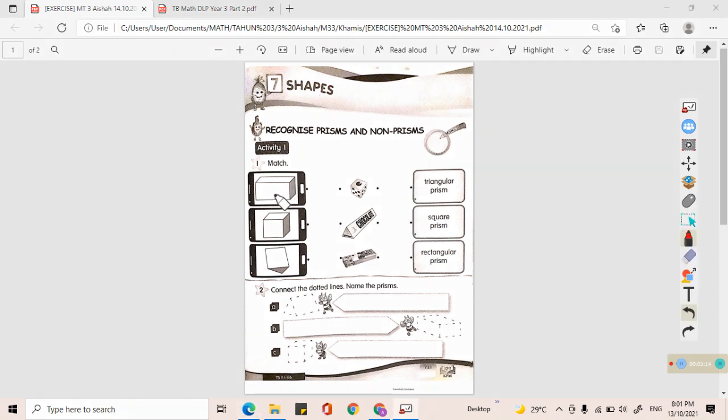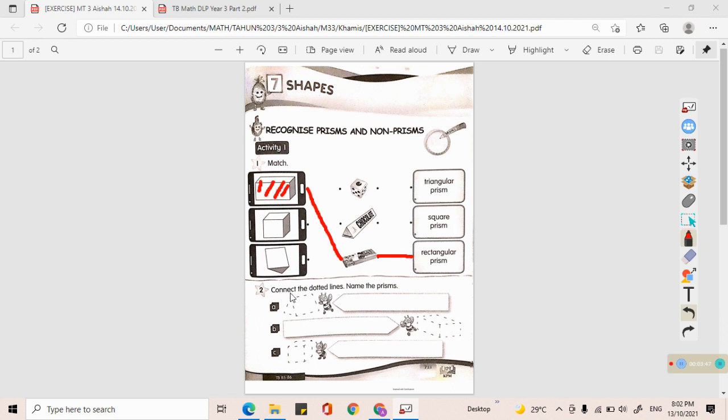Alright, okay, this is a rectangular prism because it has a shape of rectangle. Remember, if it has a shape of rectangle, its name is rectangular prism. If it has a shape of square, we call it square prism. Okay, this one is triangular prism. So you have to match this one to the correct object and its name. Which one? Okay, this one.